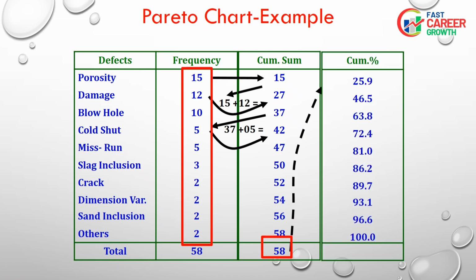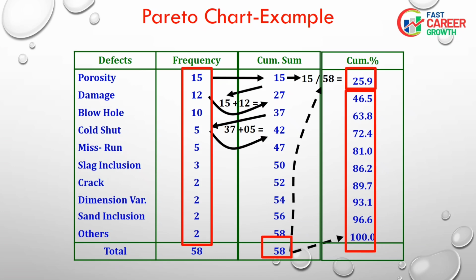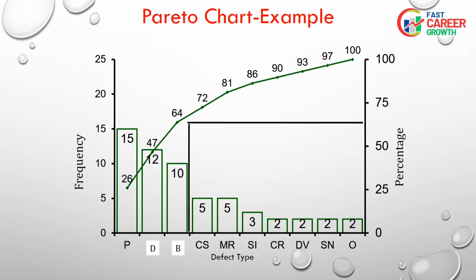For this, each cumulative value should be divided by the total number of frequency, the total cumulative value, which is 58. That means 15 is to be divided by 58 and the cumulative % will be 25.9. Likewise calculate all cumulative % values for all defect types. But note the last cumulative % should be 100, as cumulative value 58 will be divided by the total frequency value, which is also the same 58. After this you have to make a column chart by selecting defect-wise column, frequency and cumulative frequency.